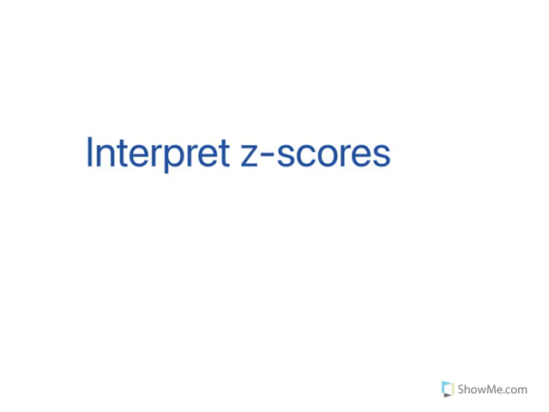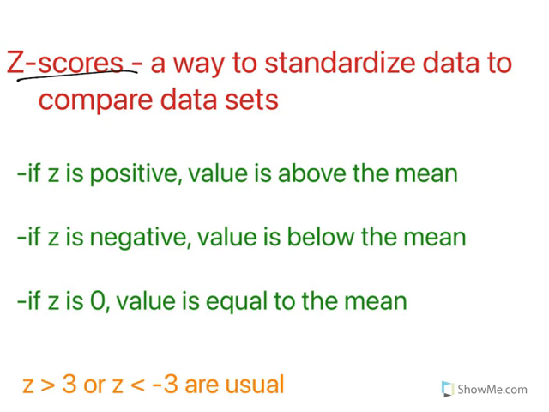Let's interpret z-scores. So first, a z-score is a way to standardize data to compare data sets, right? We can't compare apples to oranges, but we can standardize by making them all z-scores, and then we can go from there. So remember that if z is positive, that means our value is above the mean. If z is negative, our value is below the mean. And if z is 0, it means it's equal to the mean.